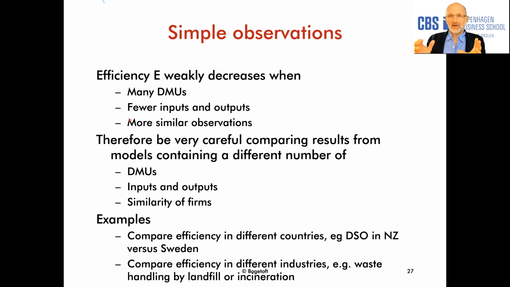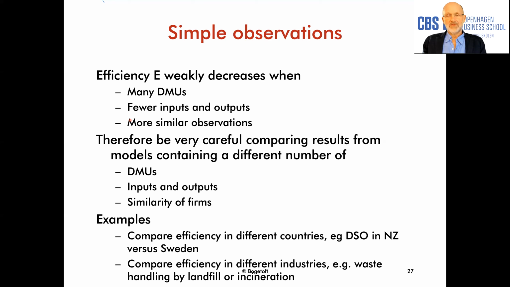And it also decreases, so you look less efficient if there's a lot of similar companies that look more or less like you, because then this bias in this densely populated part of the production space is smaller. And that means that you have to be really careful when you compare results from models that contain different numbers of DMUs, different inputs and outputs, and different degrees of similarity between the firms.